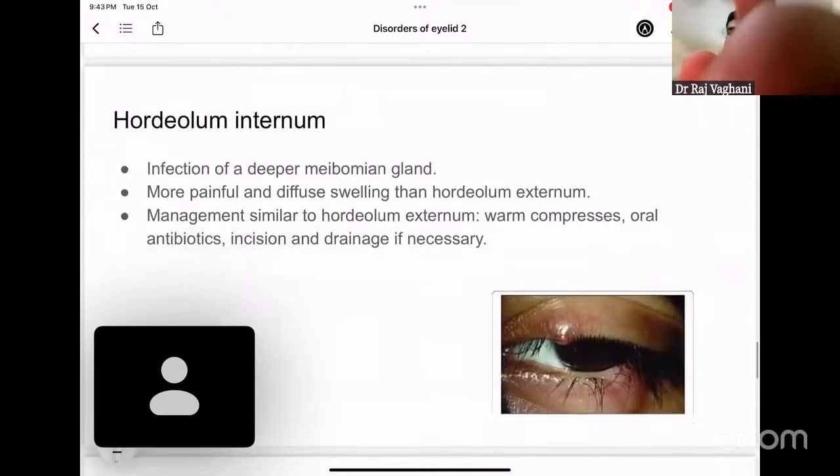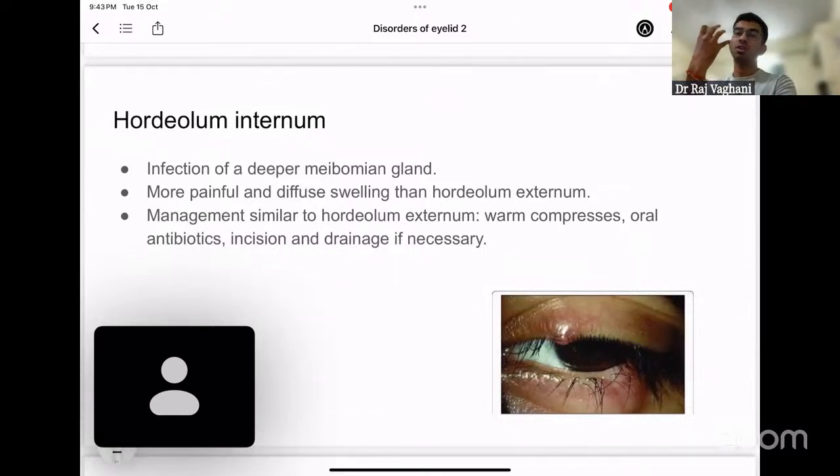Now, what is hordeolum internum? We have seen hordeolum externum, which appears on the external surface, and hordeolum internum appears on the internal surface. It is an infection of the deeper meibomian gland. Infection of a meibomian gland was chalazion, but infection of a deeper meibomian gland is hordeolum internum. So don't get confused between these three terms: sty, chalazion, and hordeolum internum, right?